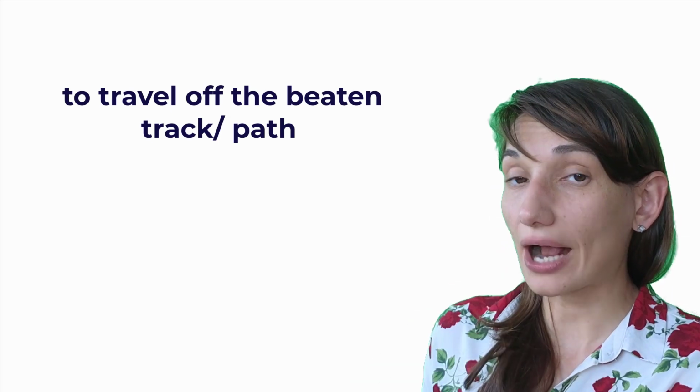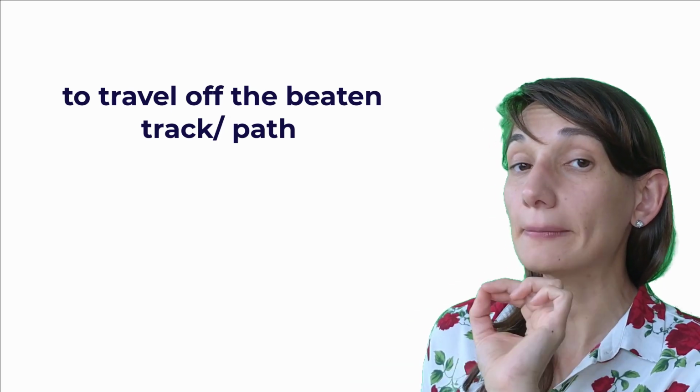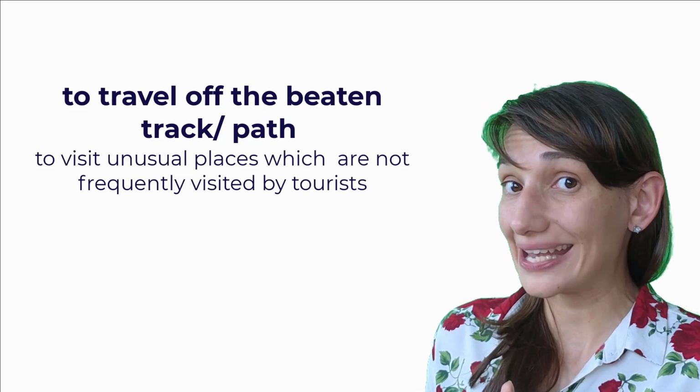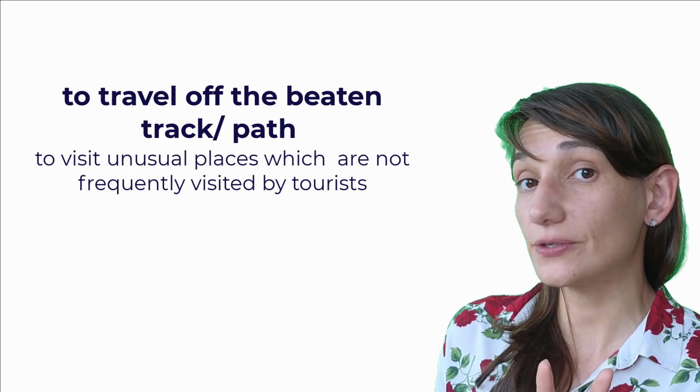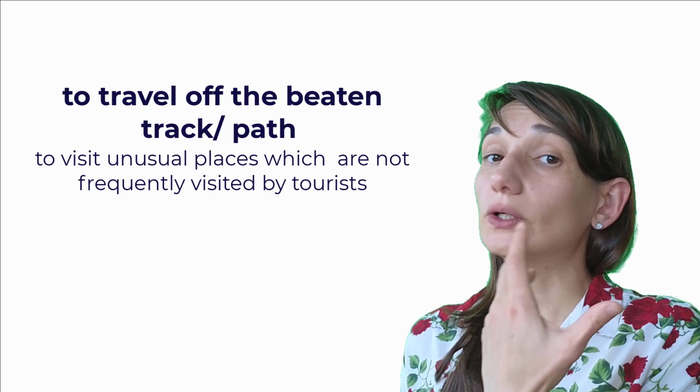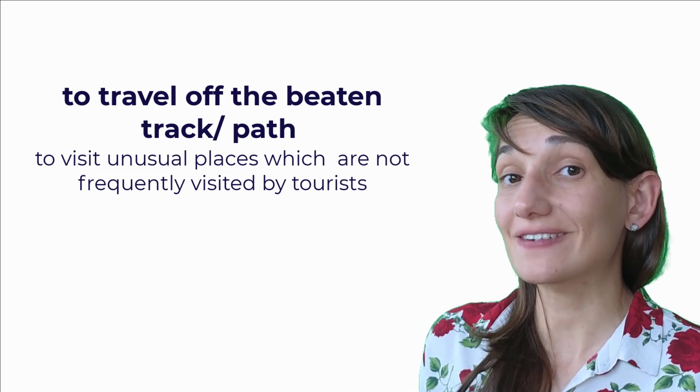Now, most people, of course, see the most famous sites and landmarks when they take a city break. However, some people prefer to travel off the beaten track or off the beaten path, which means that they want to visit unusual places which are not frequently visited by most tourists. Right. So now also let's cover some adjectives that we can use to describe a city.